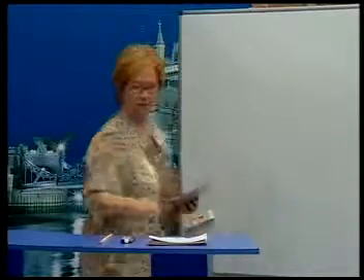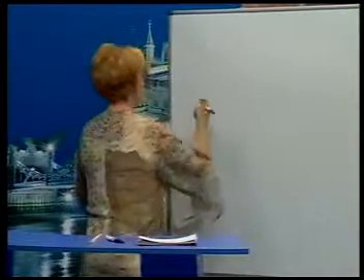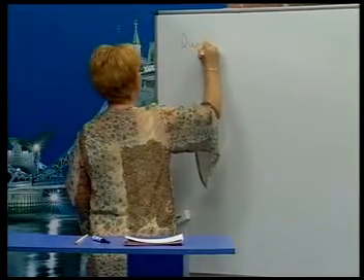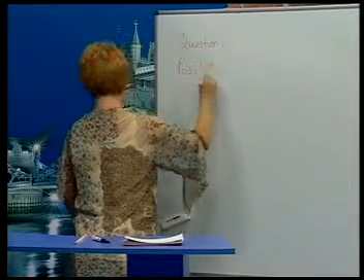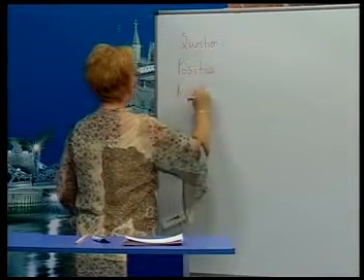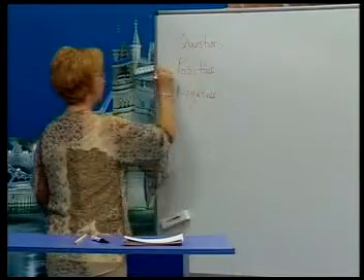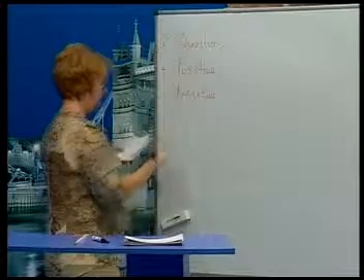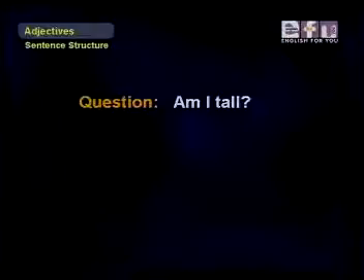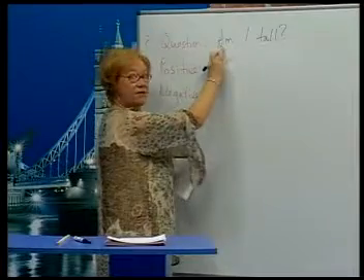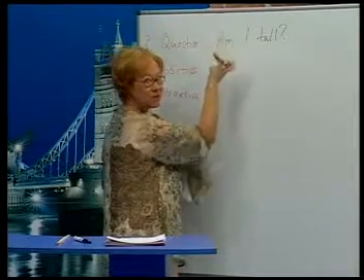Okay? Now, let's also make some questions. Now again, we have the question, the positive, and the negative answer. So here we go. The question, positive answer, and two possibly negative answers. So positive, negative, and question. Now, here we go. First question. Am I tall? Now here we have the verb and the subject. It's switched.